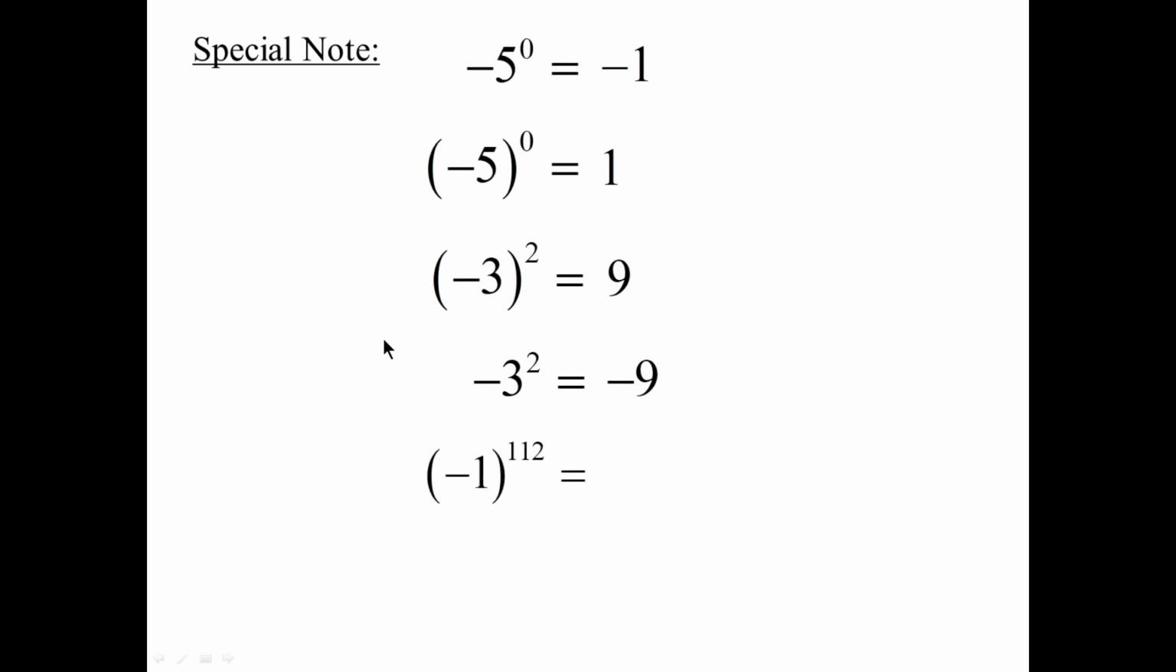Negative 1 to a large or small even number. Well, the negative 1 factors, because this means negative 1 used as a factor 112 times, those 112 negative 1 factors cancel in pairs, and they all cancel away. So it's the same as multiplying by 1. As opposed to the situation when the exponent is an odd number, the negative signs still cancel in pairs, but there's 1 left over. So negative 1 to an odd exponent is negative 1.